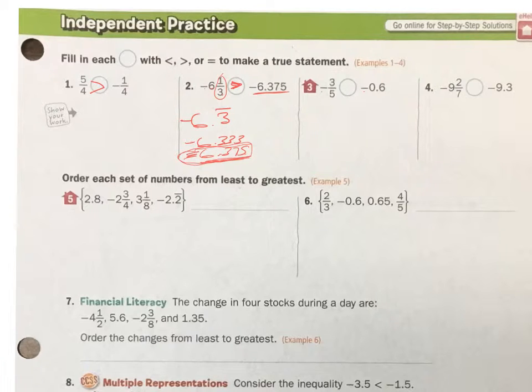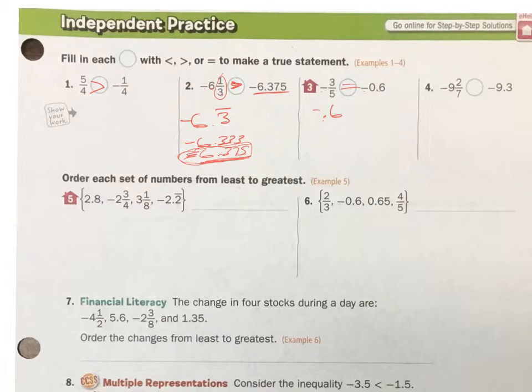Okay. Number 3, I have a negative and a negative. So now I just have to do 3 divided by 5. This is -0.6. If this is -0.6 and this is -0.6, I like that. They're both equally away from 0, so it's equal. There's an equality.